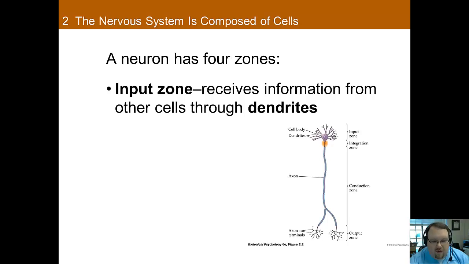So there are 4 zones you need to know about in reference to the neuron. The first is the input zone, and that is up here. That's the dendrites. So the input zone receives information from other cells through the dendrites. So this is where information from other neurons comes to the neuron. So that's the first part.